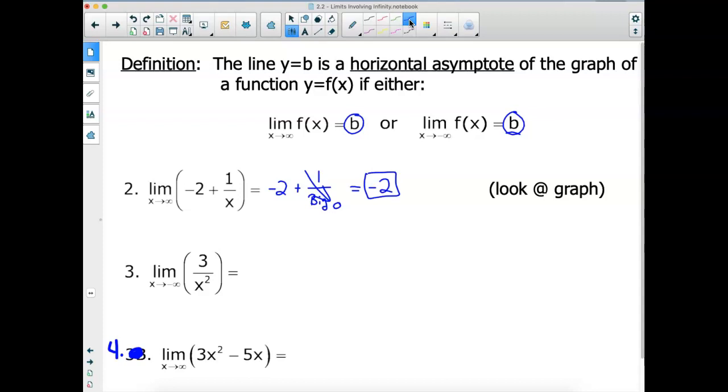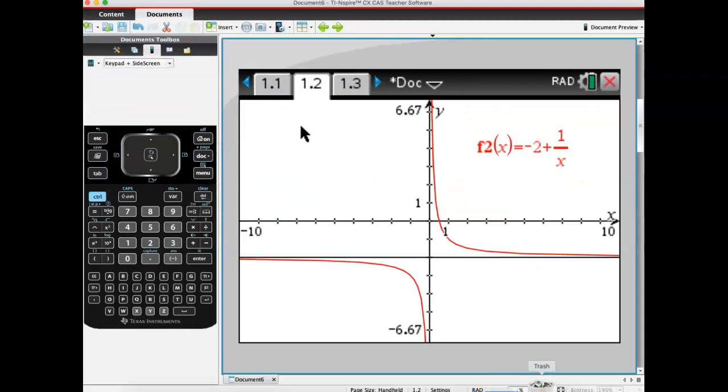Now also, kind of think about this too. I'm adding a very small yet positive number here. I would technically be approaching -2 from the top, because -2 plus a very small positive number is a little bit on top of -2, just like my graph shows me, a little bit on top of -2, okay? A little bit more than -2.